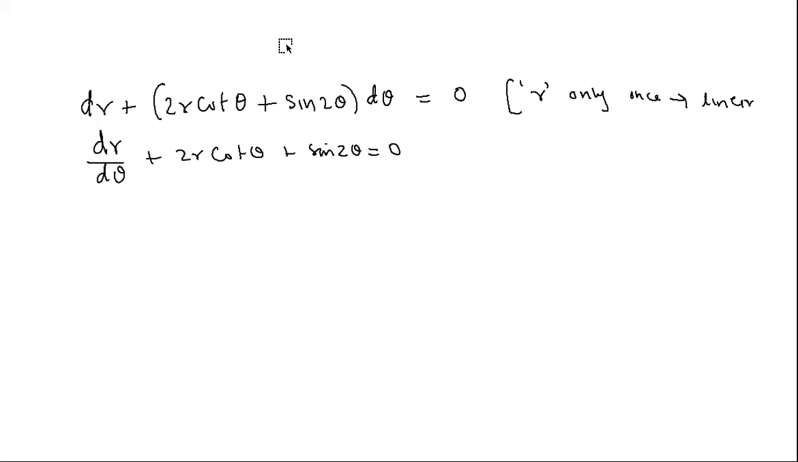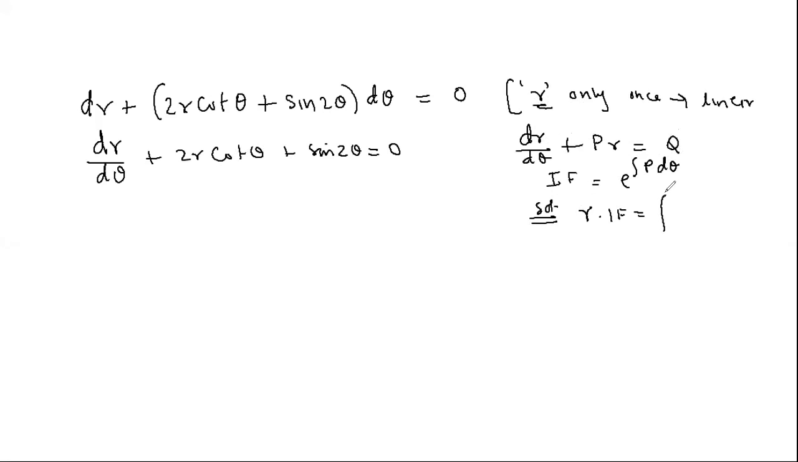So R being only once, I made the equation to this format. R only once, so dr by d theta plus PR is equal to Q. And our integral factor for this will be e raised to integral P d theta, as P is a function in theta. And our solution will be always R into integral factor is equal to integral of Q into integral factor into d theta plus C. Theta is an independent variable, so integration is done with respect to theta all the time. Can you try yourself?